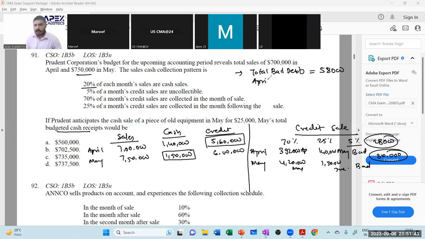April's collection is 1,40,000 in cash. Follow the star. Then April is 3,92,000 collected in April. Follow the blue box. Correct? Now, let's talk about May. Follow the 2 stars. That is May's cash sales. Plus, follow the red box now. 140. 420.